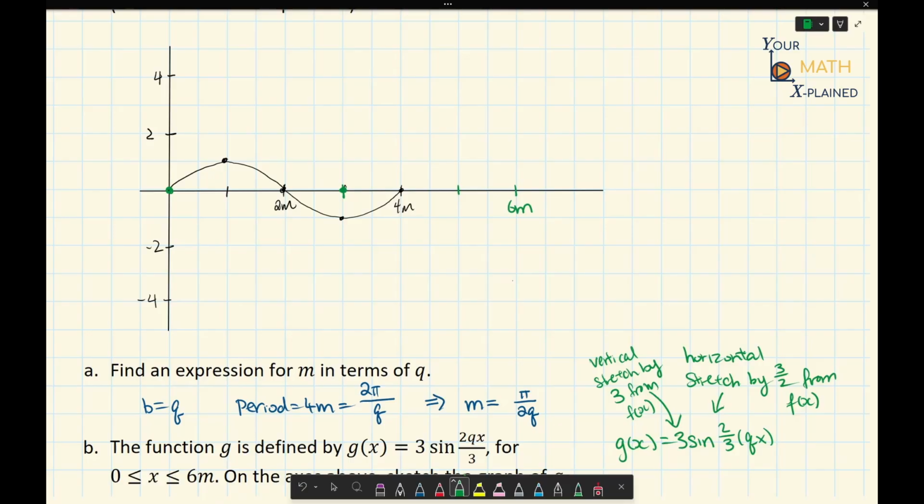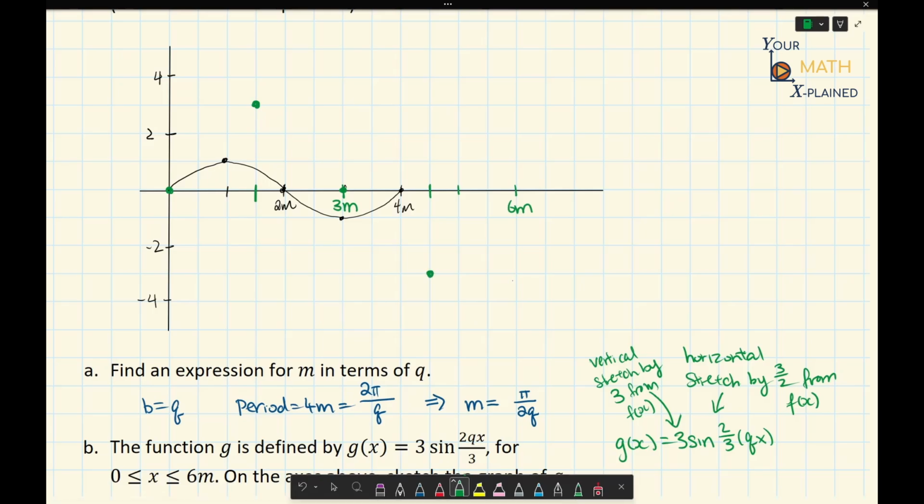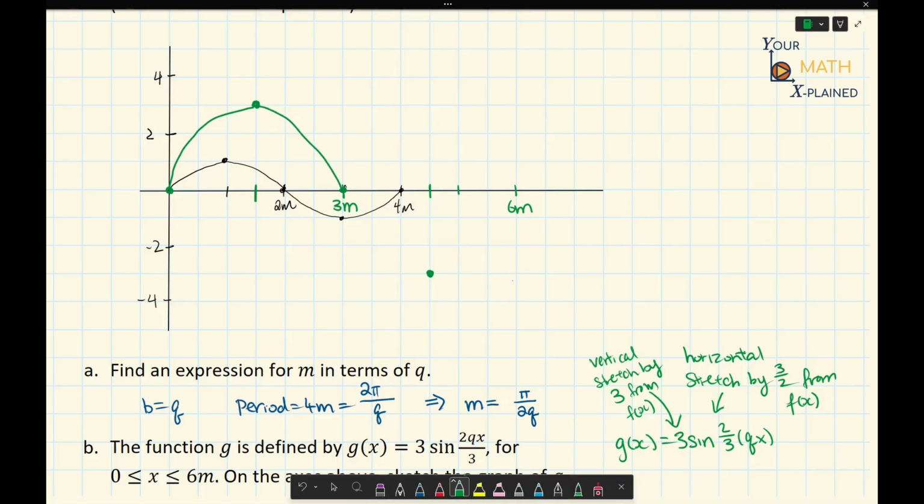And then our maximum is going to happen halfway between 0 and 3m, which is right over here. And because we have a vertical stretch of 3, our maximum is going to happen at 3, which is up here. And then our minimum is going to happen at a next value that is halfway between 3m and 6m. And it'll have a y value of -3. So therefore, the graph for our g of x is going to look like this.